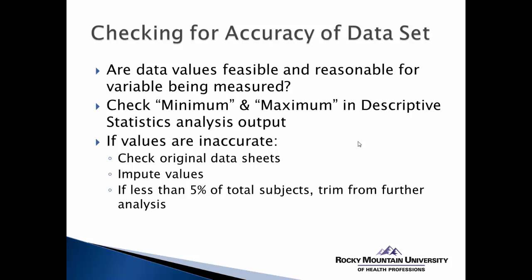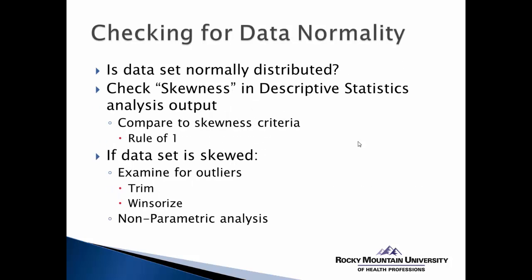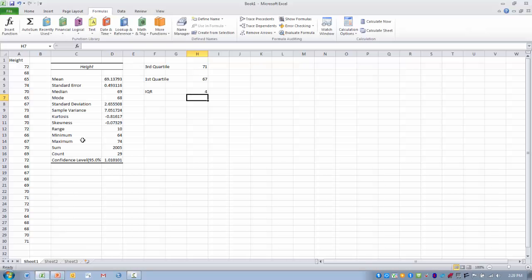Now, the last element of the data screening process is checking for data normality. As I mentioned before, one of the assumptions for inferential statistics, like a t-test or an ANOVA or regression, is that our outcome, our dependent variable, must be normally distributed. And so we want to make sure that this data set has, within reason, a normal distribution. Now, how we determine this is we check the skewness score that is produced for us in the descriptive statistics analysis output. So let's take a look at that.